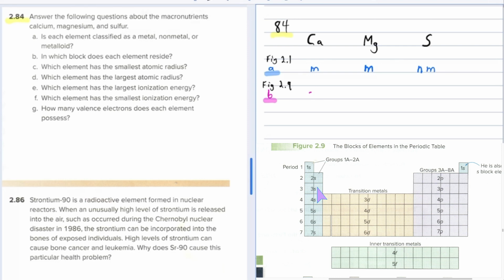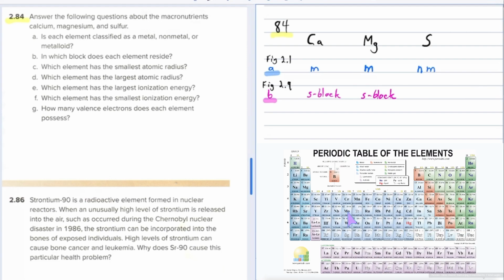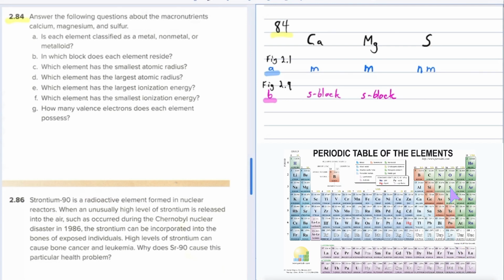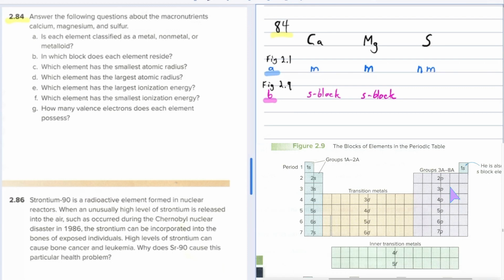So I'm going to put S block, S block. There it is right there. Calcium and magnesium, they're in the S block. And then remember, sulfur was over there. I'm sorry, sulfur was right here in the P block. There it is right there. So P block. So what do we have next here?